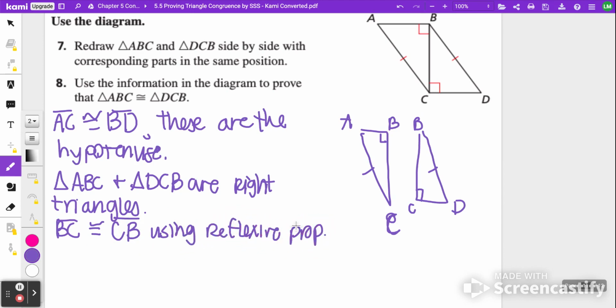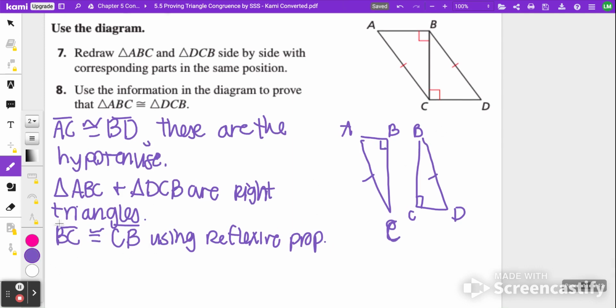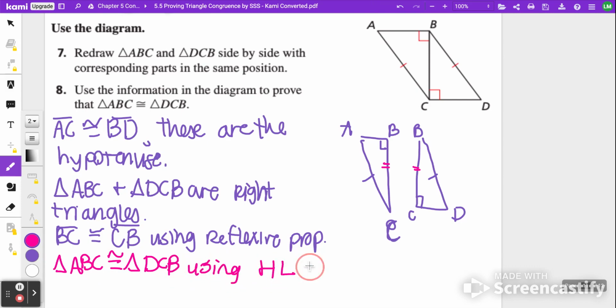So we have now decided, and I'm going to mark that here just so we know that we've got enough information. Remember, for hypotenuse leg, we need the hypotenuse and the matching leg to be congruent. So now we can say triangle ABC is congruent to triangle DCB using the hypotenuse leg congruence theorem. Okay. Really, that's all that you needed to write here.